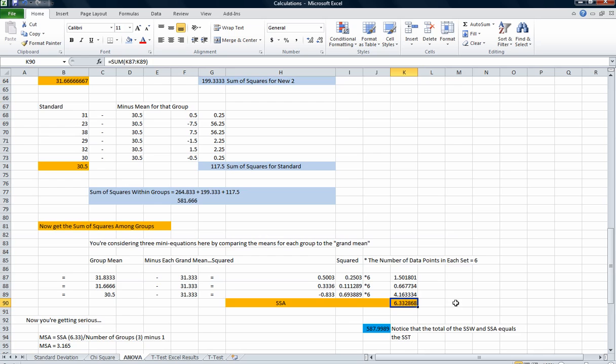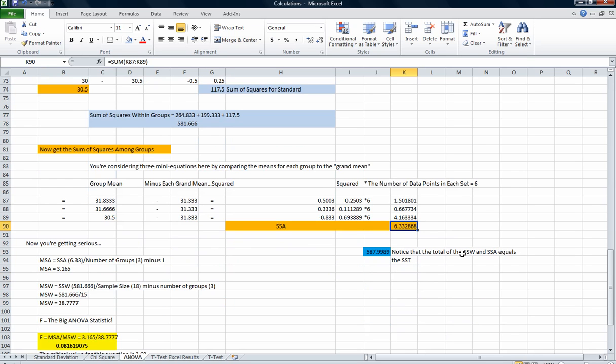You add them together, and notice that the total of the sum of squares within groups plus the sum of the squares across groups equals the total sum of the squares. So if you added 581.666 plus 6.33, you get 587.999, which really would equal 588 if we just round up 0.01.